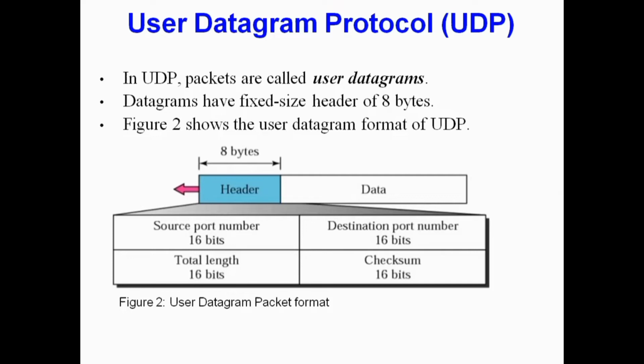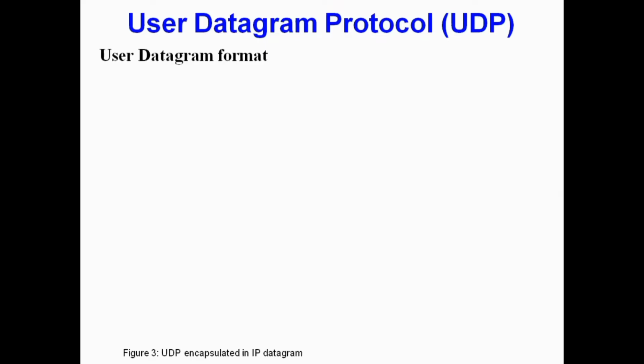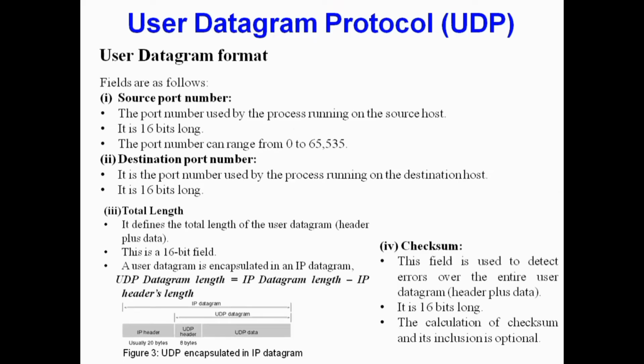What are the fields in the header? Source port number, destination port number, total length, checksum. These are the 4 fields in the datagram header. Source port number specifies the port of the device sending the data. It is 16 bits long. Port number can range from 0 to 65,535.